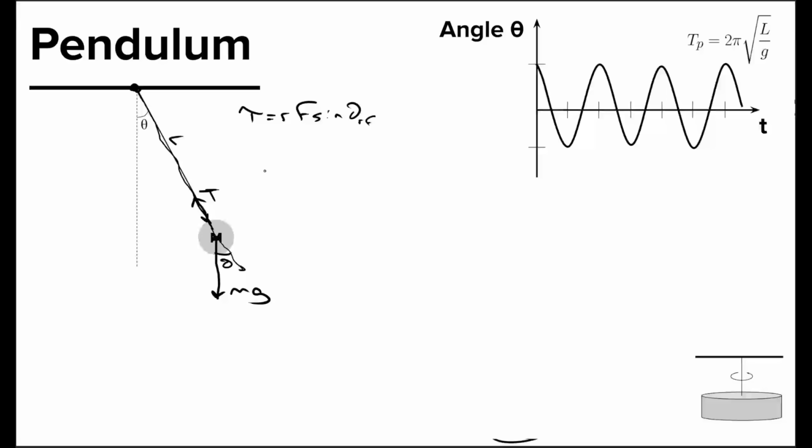Why do I care about any of that? Well, look, because I want to do alpha is net torque over I. This is also going to be a simple harmonic oscillator as long as the angle's small. I'll show you why in a minute.